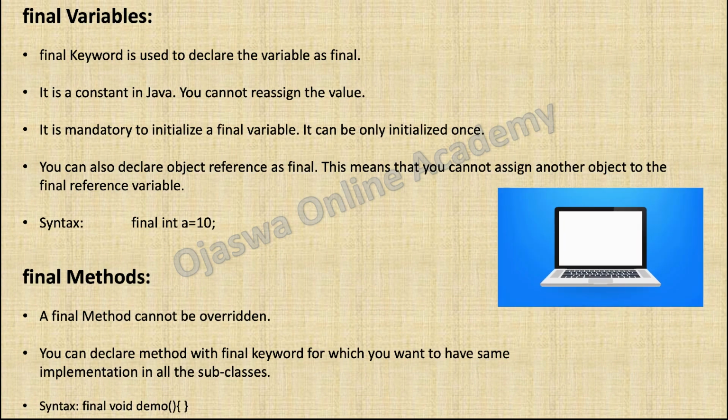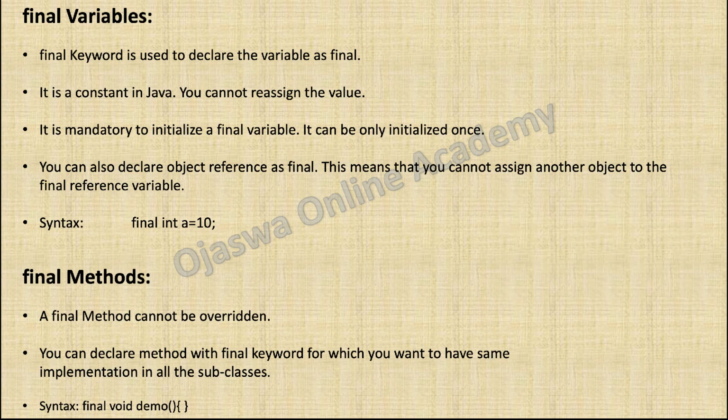Final variables. Final keyword is used to declare the variable as final. Final variable denotes that it is a constant in Java. You cannot reassign the value. It is mandatory to initialize a final variable because you need to declare some constant value. Also, final variable can be initialized only once. You cannot reassign the value. You can also declare object reference as final. This means that you cannot assign another object to the final reference variable.